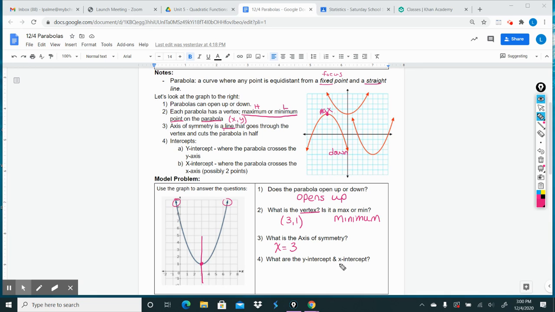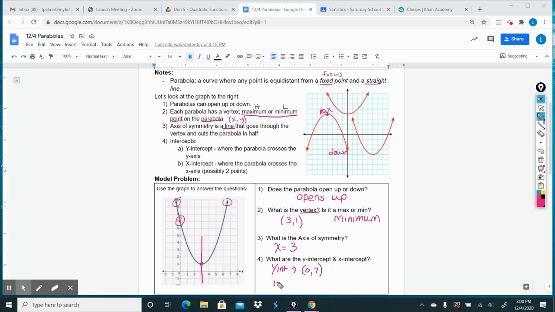Then you have your y-intercept. What is your y-intercept? The y-intercept is where the parabola crosses the y-axis. So the parabola crosses the y-axis right here, and the y-intercept is (0, 7).